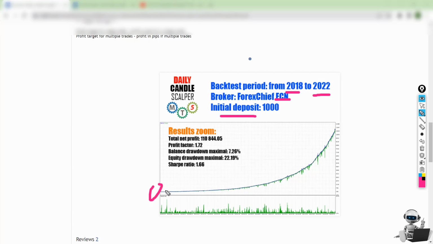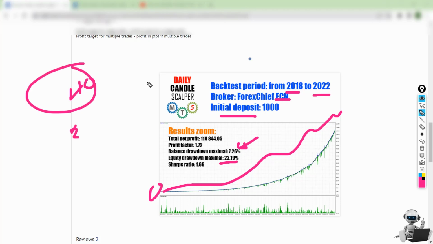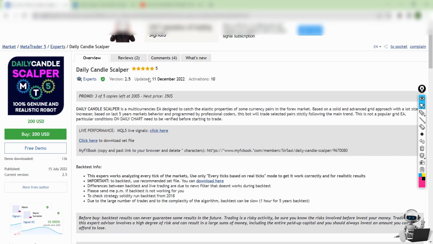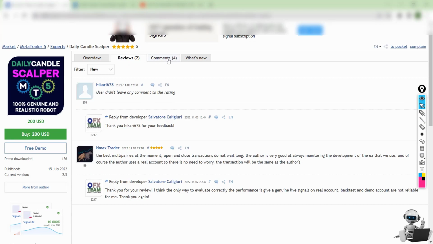and you can see the increase up to $100,000 or more, and the drawdown is only 7%. So I am not sure about the drawdown, but maybe it is realistic. Maybe it will be 20 or maybe 40. That will be my estimation about this drawdown. Otherwise, it is a profitable EA, but we don't have many reviews, so people are purchasing it.